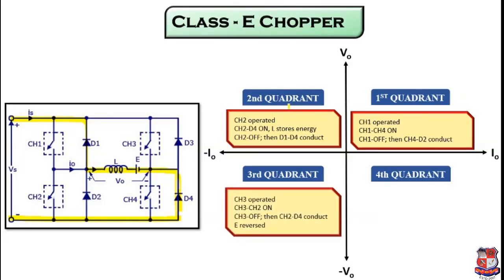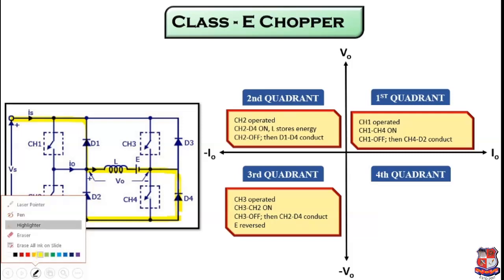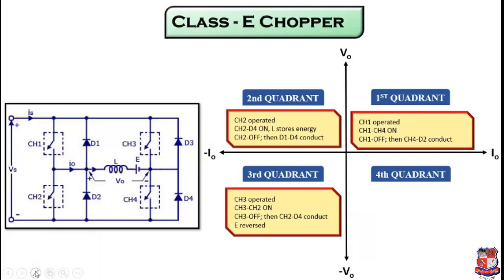Similarly, in the third quadrant, what will happen? CH3 and CH2 turn on. So what will happen over here? Let me use the pen. CH3 and CH2 are turned on. It means that current will come from here, it will go over here, it will come over here, and the circuit is closed.